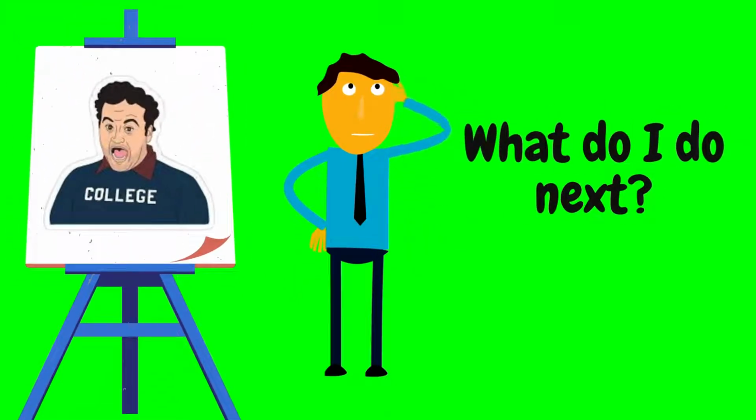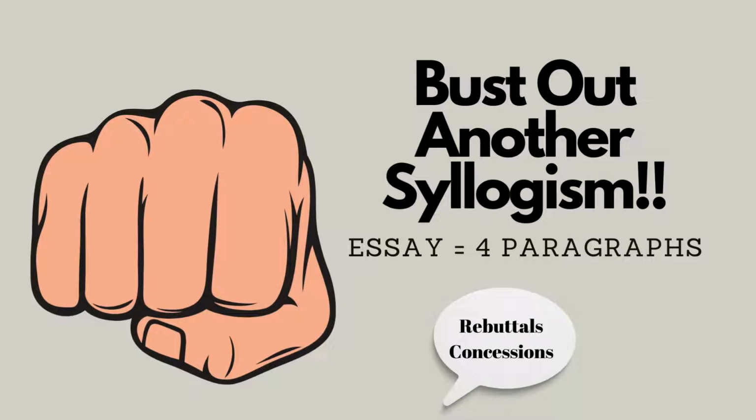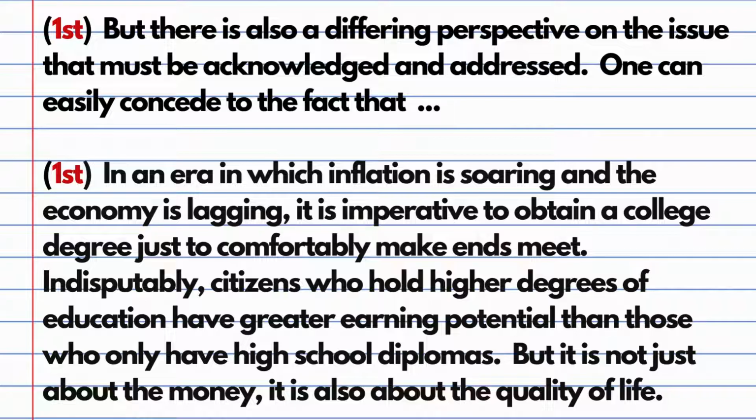What do I do next? It's very easy. You just bust out another syllogism, right? The essay is 4 paragraphs long. And typically in the second body paragraph, my students will offer their rebuttals and concessions. So let me show you a stem that my students use in the first premise for the second body paragraph. And it just goes like this: But there's also a differing perspective on the issue that must be acknowledged and addressed. One can easily concede to the fact that, and then just run away with it, right? So my students sometimes use that to begin their concessions and their rebuttals. And then, as I mentioned earlier, I always present both sides of the equation. So I wrote a full syllogism for this particular first premise, but for time's sake, teachers and students, you get it. I don't need to show you the whole thing and bloviate and prattle on endlessly.